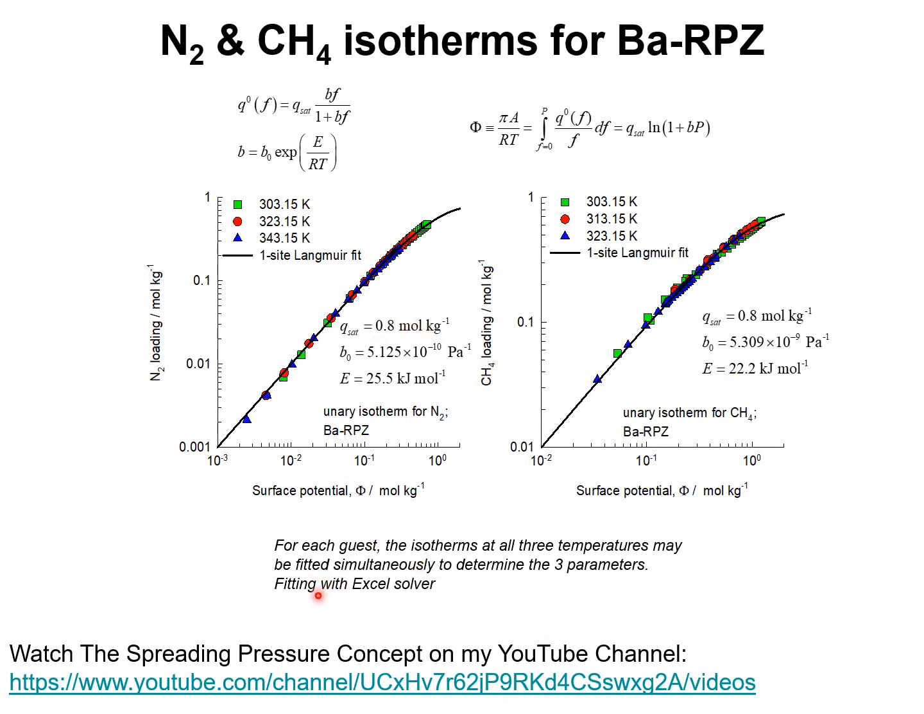Now, what I do generally is to choose the isotherm model, in this case the single-site Langmuir model, and for each of the guest species determine the three parameters QSAT, B0, and E using the Excel solver. So I choose the model first, and the simplest model to start with, and see if I get a good fit for the entire data set at different temperatures. And in this case, we note that the fits are excellent for both guest species. So the simpler model, in this case a single-site Langmuir model, is the appropriate and the best one to use.